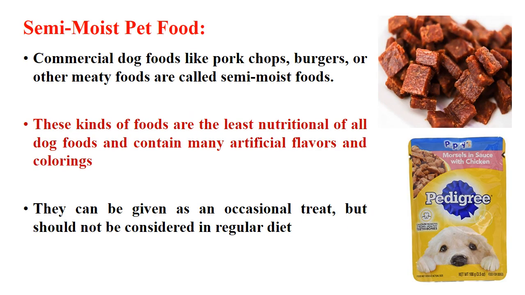Another variety is semi-moist pet food. These are commercial dog foods. We can see pork chops, burgers or other meaty foods. They are called semi-moist. They are generally not so good nutritionally because there will be many other additives, plus artificial flavors and colorings. They can be given as an occasional treat but should not be considered part of the regular diet, because these food products will not fulfill all the nutritional requirements.